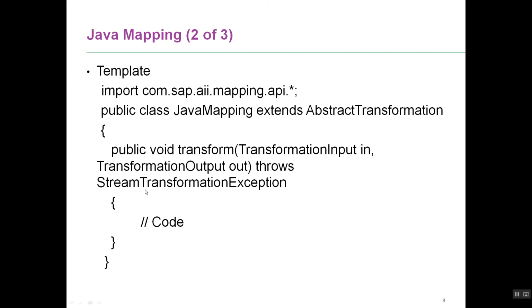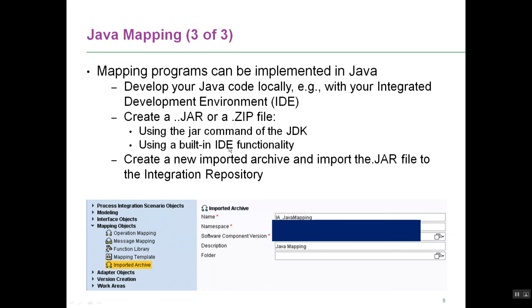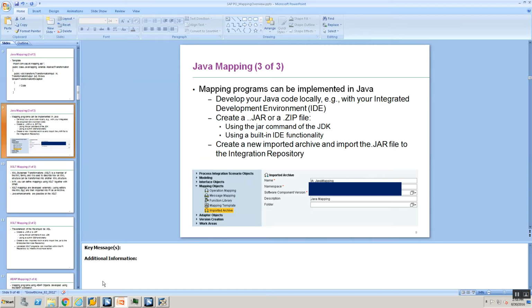So in the runtime, what happens is PI's Java runtime is going to look for your Java class that extends the abstract transformation, and whatever is the code written within the transform method, that is the entry point for your Java mapping, after which whatever is written gets executed. Okay, so let's get started. Let's see how to write a Java mapping.